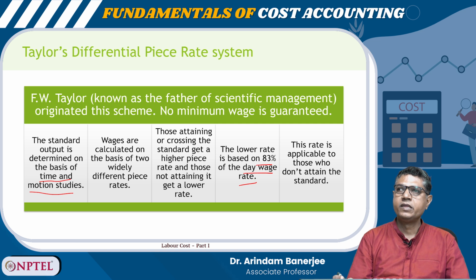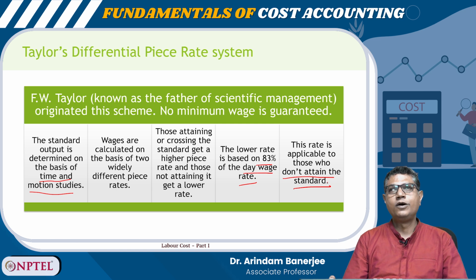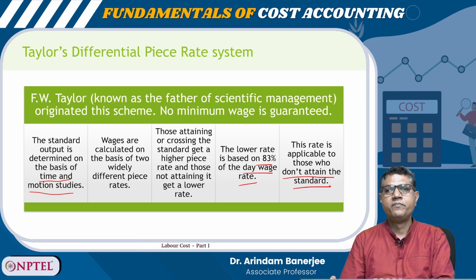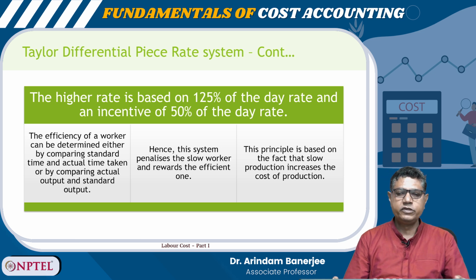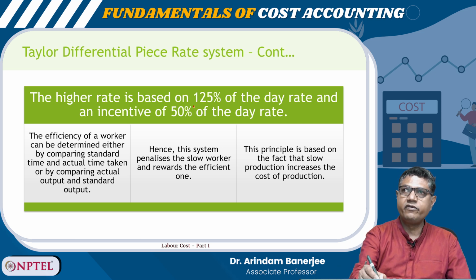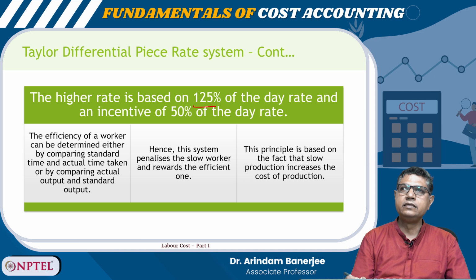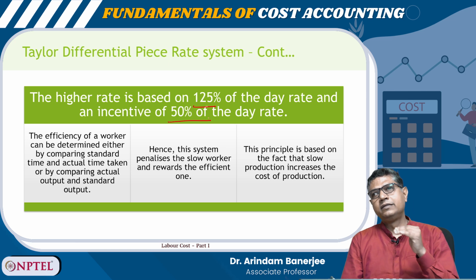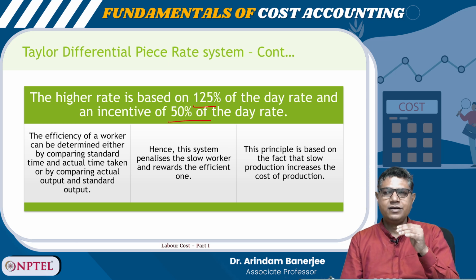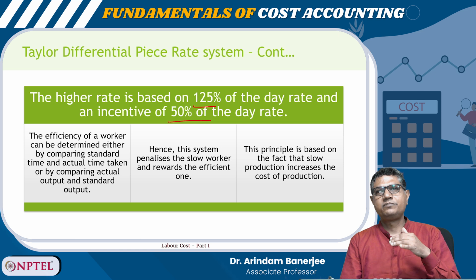This is a lower rate, and this rate is applicable to those who don't attain the standard. So, this system penalizes the lower performers, but those who are performing well are being awarded. Now, you see the higher rate. The higher rate is based upon 125% of the day rate and an incentive of 50% of the day rate. So, under this system, the performers are rewarded and those who are not performing are being penalized.